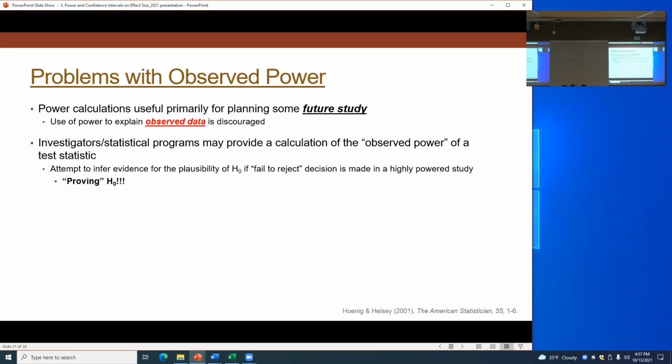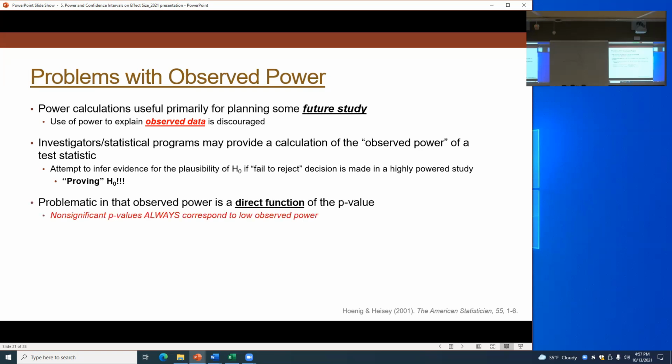This is an enticing proposition. The problem is that the observed power that SPSS will give you is a direct function of your p-value. So if you fail to reject the null hypothesis, you will always get an underpowered study. There's no circumstance under which you fail to reject the null and it tells you your power is good. By definition, if you fail to reject the null, you're going to have an underpowered study.